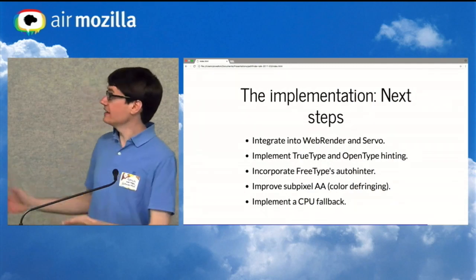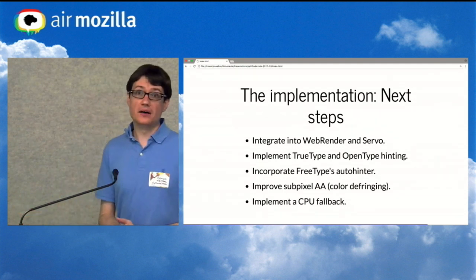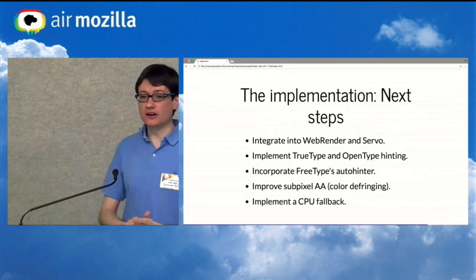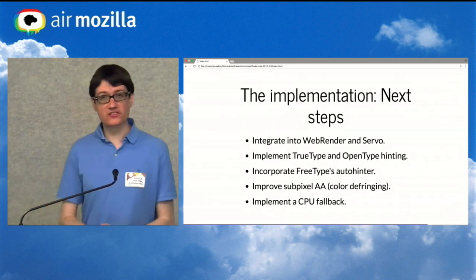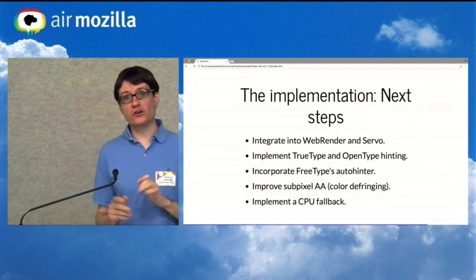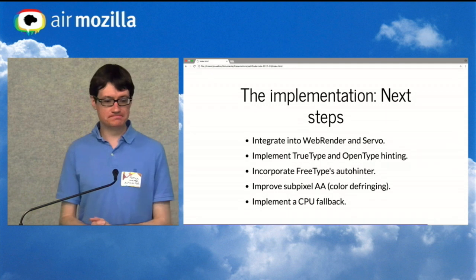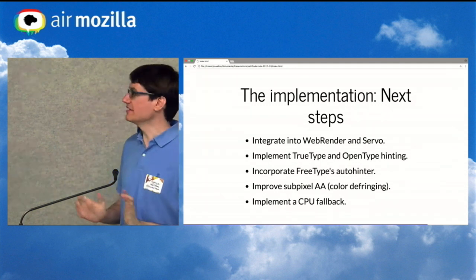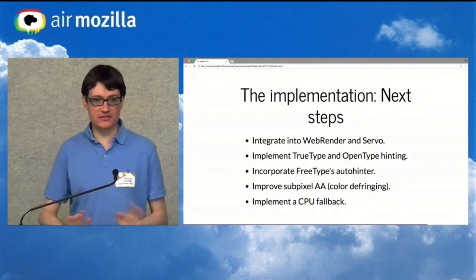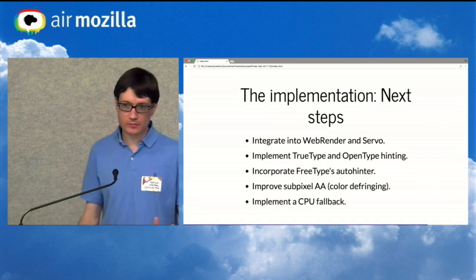So what are the next steps for Pathfinder? We want to integrate it into WebRender and Servo. WebRender is agnostic of the font rendering backend. It can use whatever it wants, so Pathfinder's a natural choice for it. We're going to have hinting of some sort. Not entirely sure how that'll work. I'm guessing right now it'll call out to the system hinter to do it because there's so much OS-specific black magic in there. But we'll have some sort of hinting because people want it.